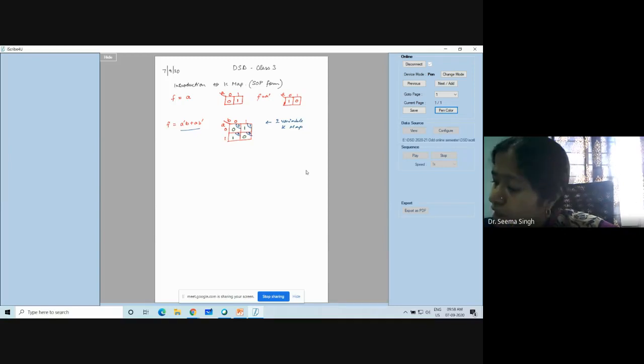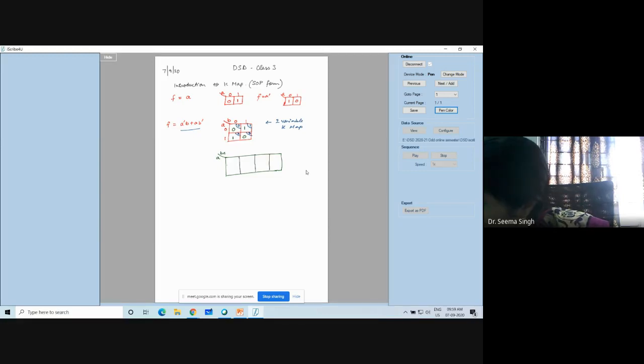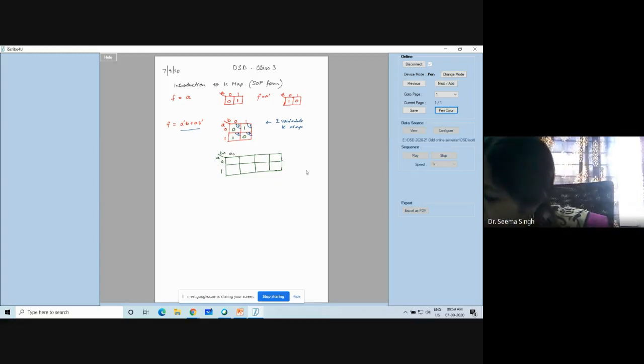Now quickly, I will go to a 3-variable K map. You will have a longer, lengthier map, because one side will be only one variable, other side will be two variables. Two variables means how many possibilities? 4 possibilities, right? So here it will be 0 and 1, and BC has 4 possibilities. First possibility 0, 0. Second possibility 0, 1. Third possibility is 1, 1, and fourth possibility is 1, 0.